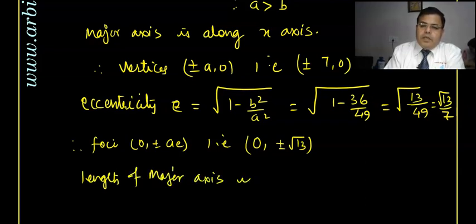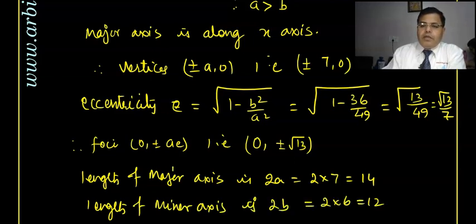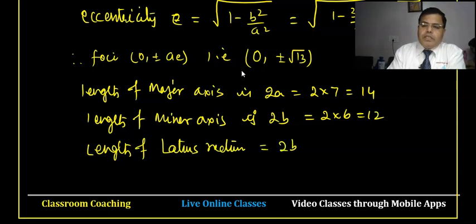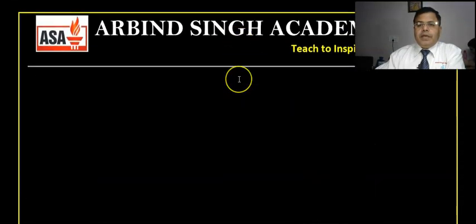Now length of major axis is 2a, that is 2 into 7 is 14. Length of minor axis is 2b, that is 12, and length of latus rectum is 2b square by a, that is 2 into 36 upon 7, that is 72 by 7. So these are a few things that we can write about this.